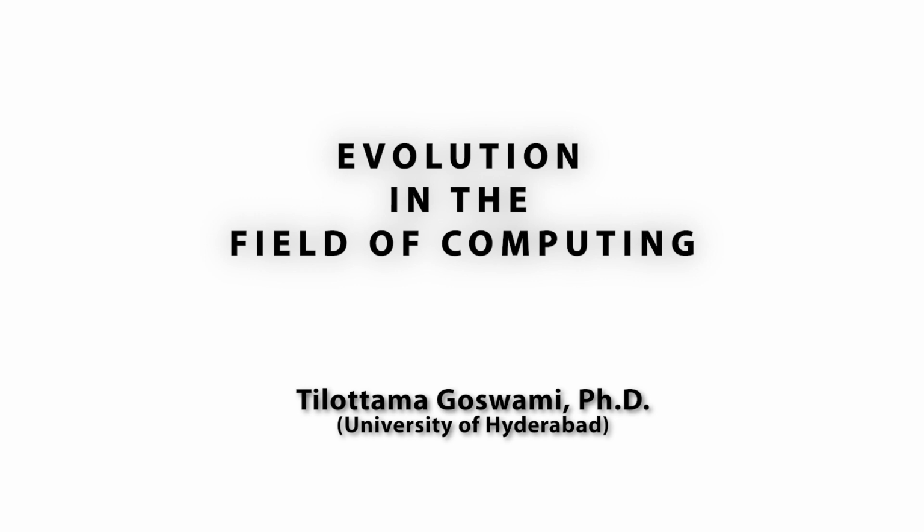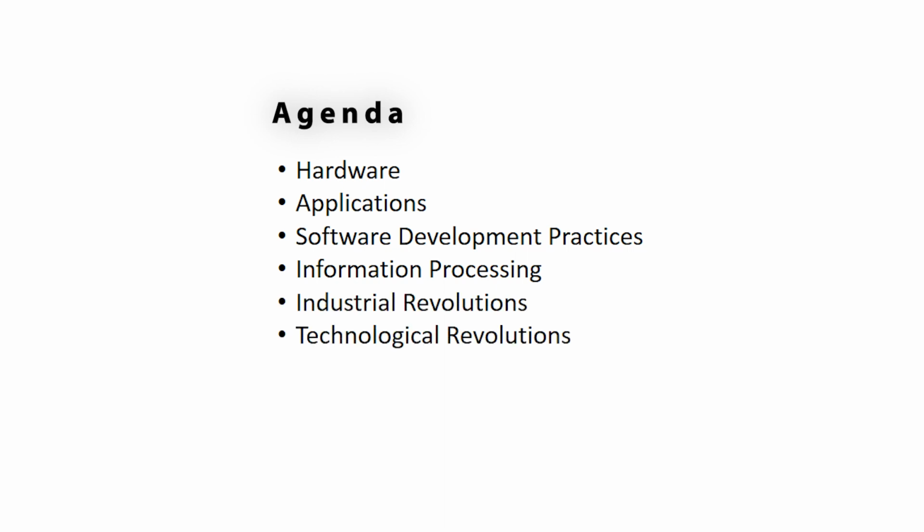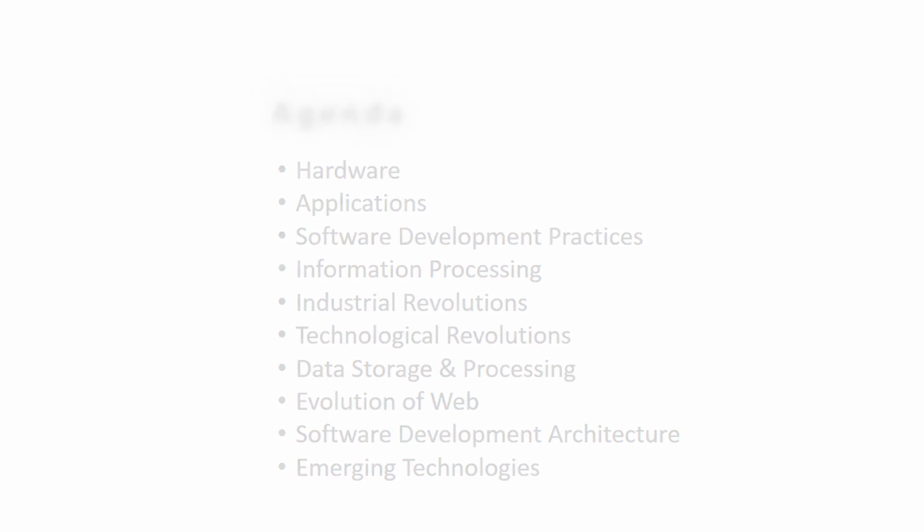and impact. In the field of computing, there are various aspects which have evolved over the years, such as hardware, applications, software development practices, information processing, industrial revolutions, technological revolutions, data storage and processing, evolution of web, software development architecture, emerging technologies. In this video, we shall go one by one and see how each of these aspects have evolved.